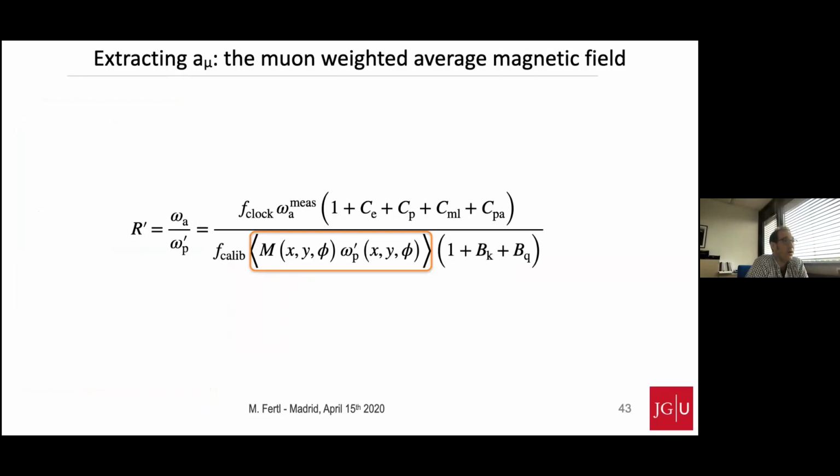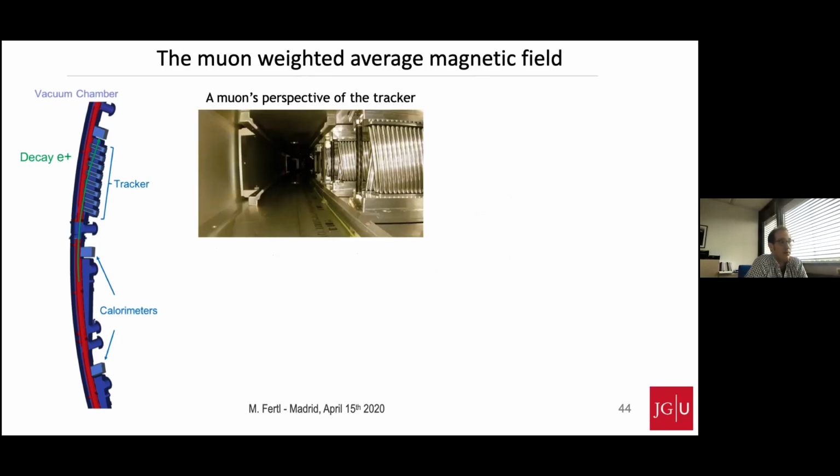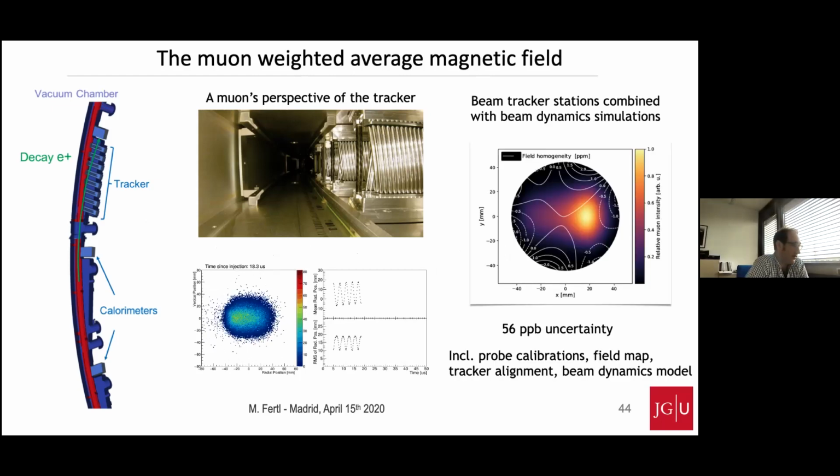Now let's go to the next step and talk about the averaging of the magnetic field with the muon distribution, which is also very important for the denominator here. I mentioned before that we use the so-called straw trackers to determine the distribution of the muon beam in the storage region, and I just repeat this picture. With the input of the beam dynamics simulation, we can calculate the average position of the beam and fold this with the magnetic field map that we have extracted. The result you can see on the right-hand side.